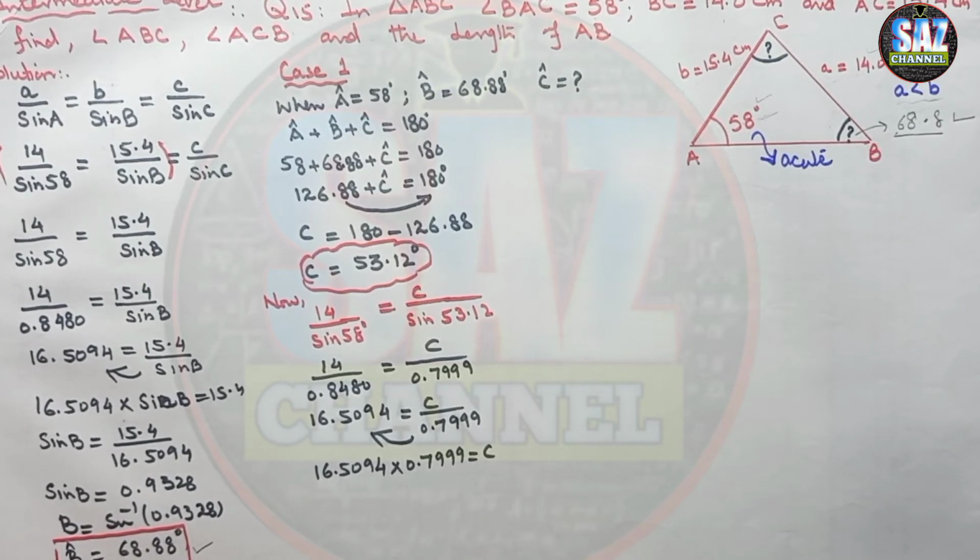16.5094 multiplied by 0.7999, and this gives me 13.205 or 21, which is equal to C.